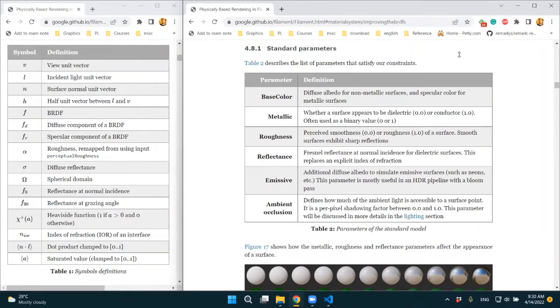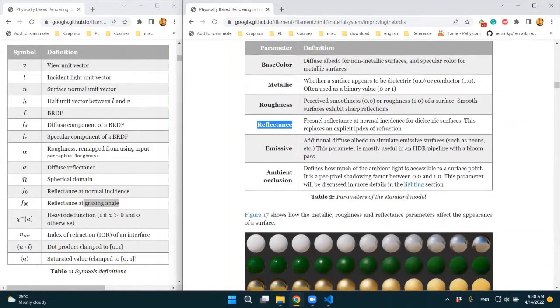Wasn't F90 like a tangent? F90 is the grazing angle. Yeah, and we usually use 1 for F90. Maybe later they will talk about a better treatment for what F90 should be, but for now it's just one. I think later they will talk about the relationship between this reflectance and F0.